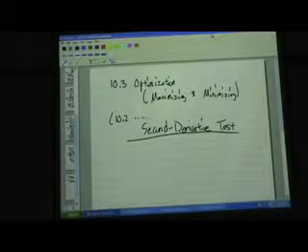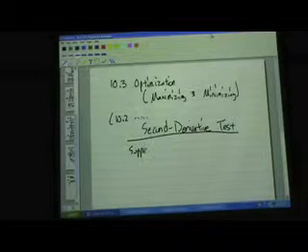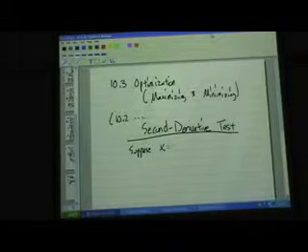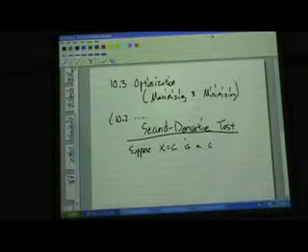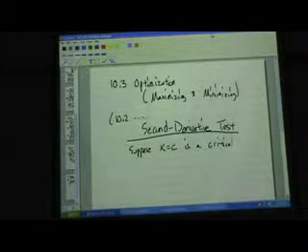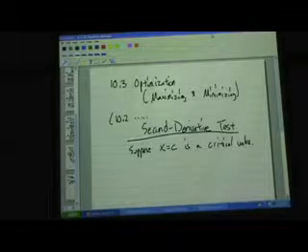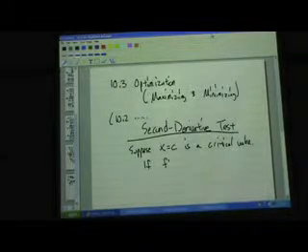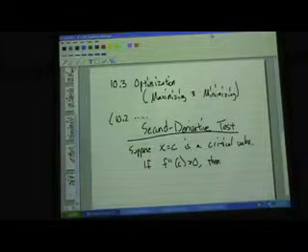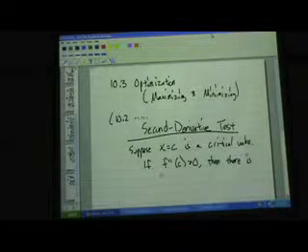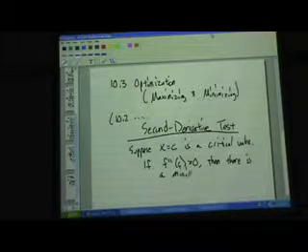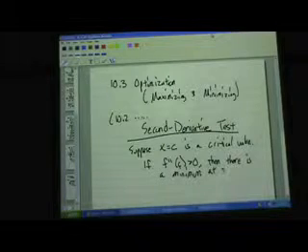And it goes something like this. Suppose x equals c is a critical value. And remember, that means it makes the derivative 0 or undefined. For now, let's just assume it's 0. If the second derivative at c is positive, then there is a minimum at x equals c.